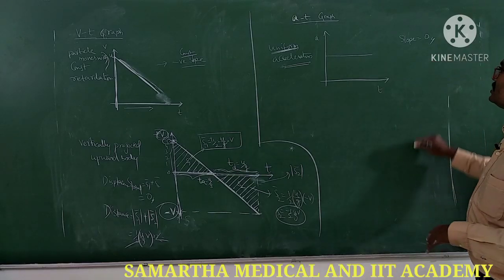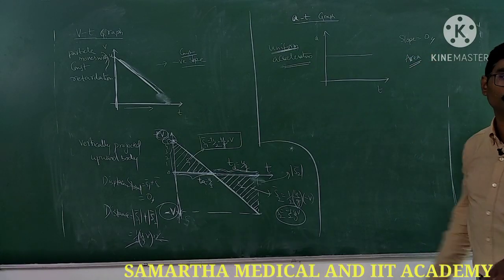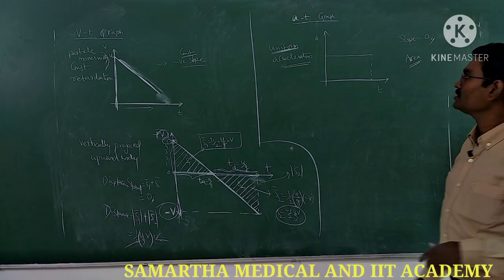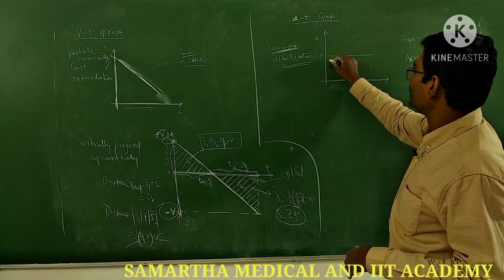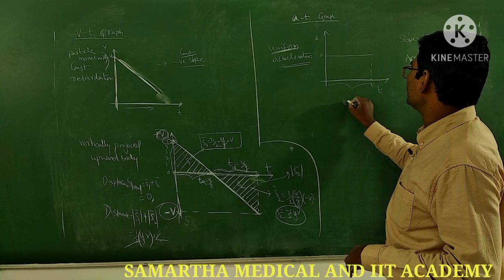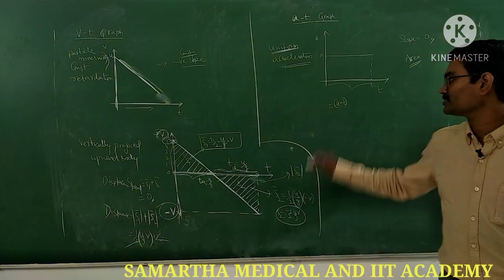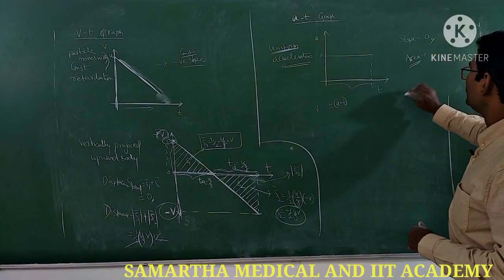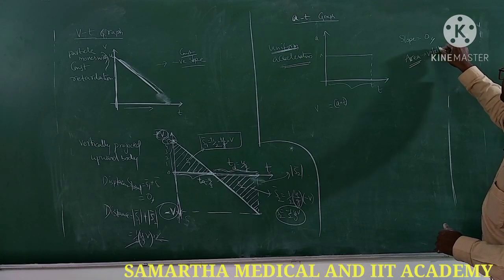Right. Next, the area covered. What is the area it covers? Look at this. This is acceleration, this is time. So the area covered is length into breadth, so t into a. So area is acceleration into time, what does it give? Velocity. So the area covered by the acceleration time graph gives you velocity.